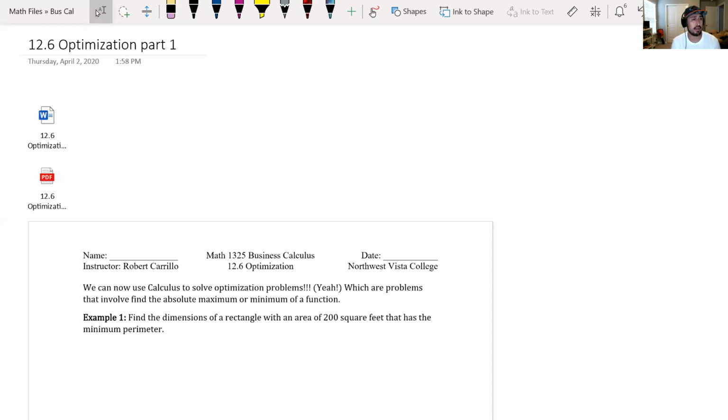So I think I have this as 2 or 3 parts. Today's just part 1, just figuring out what optimization is. We can use calculus to optimize problems, and when I say optimize, that means we can use calculus to find maximums or minimums of a given function, of a given problem. We already know how to find maxes and mins. We did that in the last 2 sections.